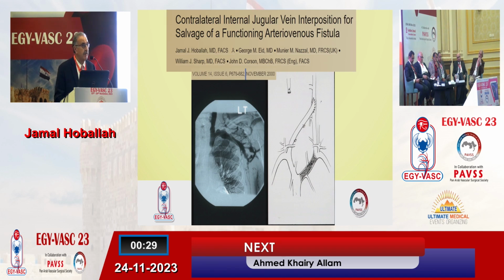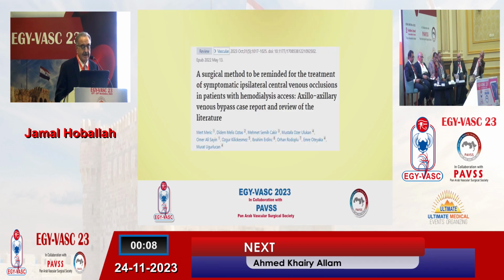This is a procedure that I did at the University of Iowa, and you always hear Dr. Nazal saying that he trained with me, and everyone doesn't believe it because I look younger than him. But having said that, this is proof that we worked together, and this was back in 2000, more like 20 years ago, and this is the technique that we used in that case.